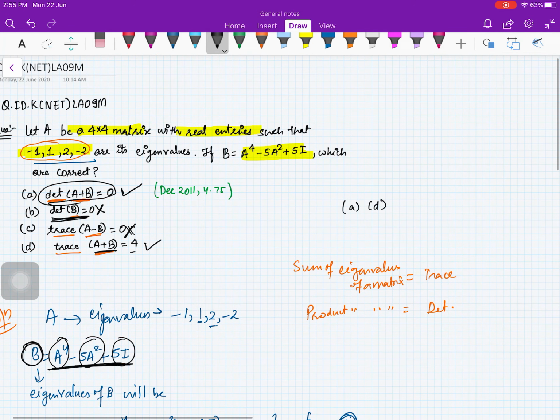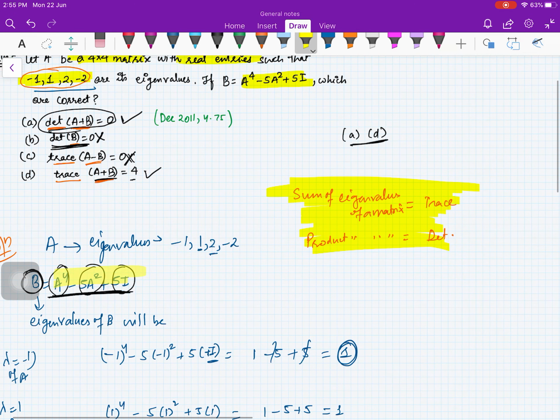So this is how you do these simple problems. The only thing used here is these relations: the sum of the eigenvalues of a matrix is equal to the trace of the matrix, and the product of the eigenvalues is equal to the determinant of that matrix. You also need to know how to find the eigenvalues of a matrix which is a polynomial in terms of another matrix, and things like that.